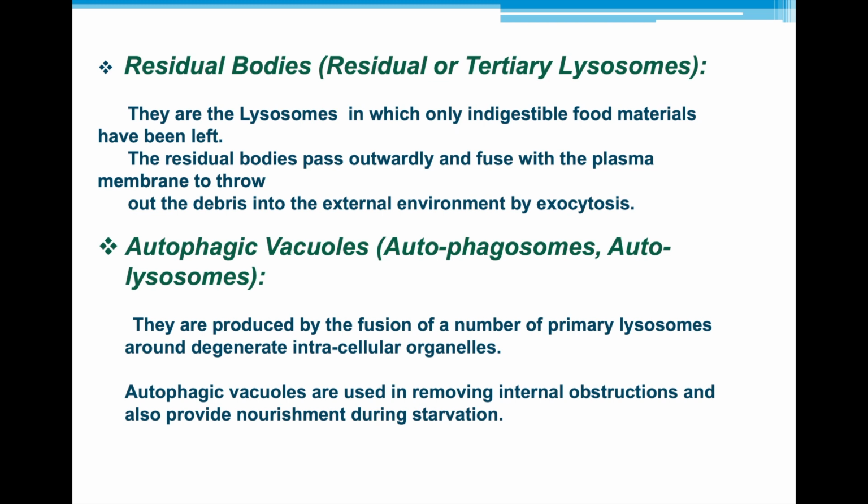Last one is autophagic vacuoles, or we can say autophagosomes and autolysosomes. They are produced by the fusion of a number of primary lysosomes around degenerate intracellular organelles. Autophagic vacuoles are used in removing internal obstructions and also provide nourishment during starvation.